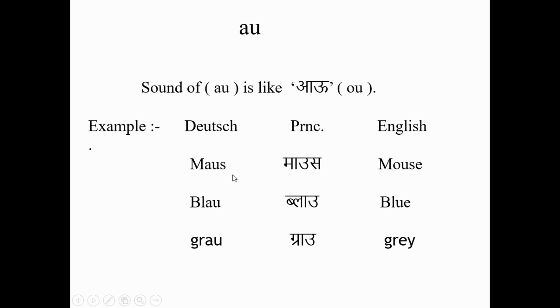So this is Maus. Next is blau. Blau means blue. Next is grau. So you can see here au is coming after r, so its sound is like grau. Au is coming after l. So this is blau.